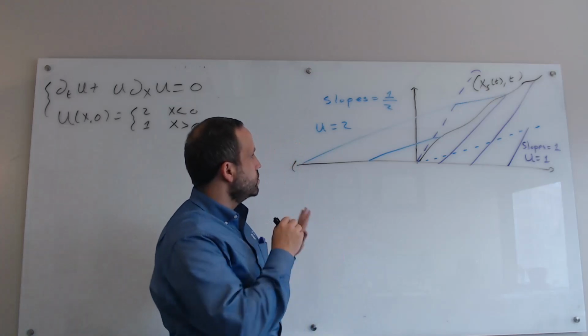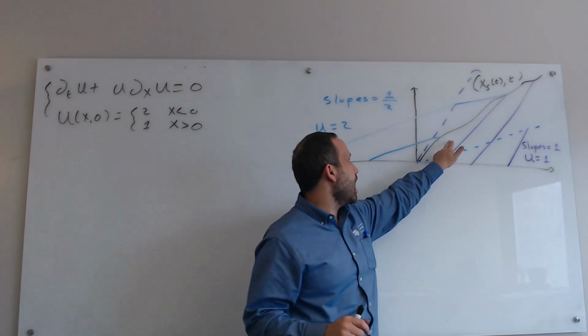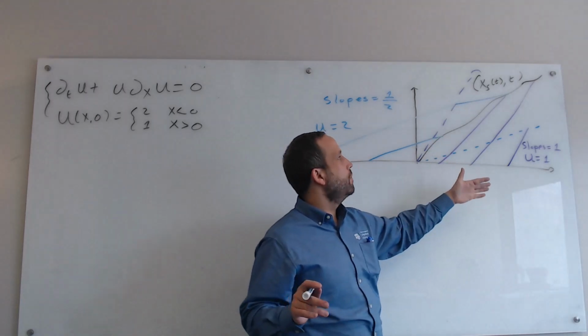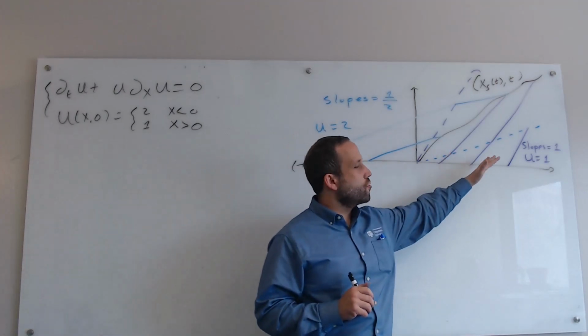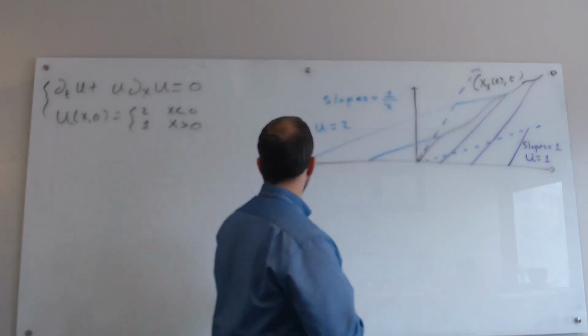Okay, so essentially the only thing there is to do in this problem at this point is to find out the location, or to find out the parameterization, for this shock right here. Because we know to the left of the shock, the solution is going to be equal to 2, and to the right of the shock, U is going to be equal to 1. We just need a formula for that shock.